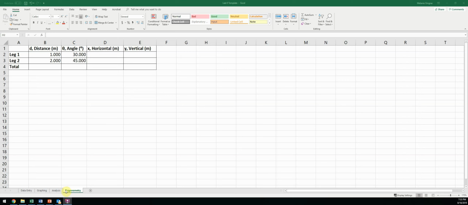So you should be on the last sheet, which is the trigonometry sheet in your Lab 0 template. Before I get into how to do the calculations in this table, I want to explain where these numbers are coming from and what our reference triangles look like, just so that we have a little bit of background before we do these calculations. All right, so I'm going to open up PowerPoint.